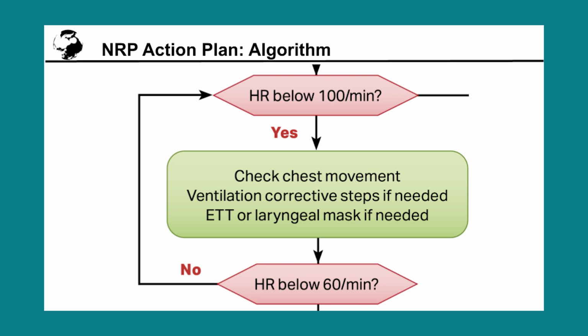Oxygen saturation should be monitored using the chart listed in the previous slide. ECG monitoring may also be considered. If the heart rate is below 100 beats per minute, check for chest movement. If the baby's chest is not rising adequately, perform ventilation corrective steps. These steps will be discussed in the next slide. Consider using an endotracheal tube or laryngeal mask as needed.